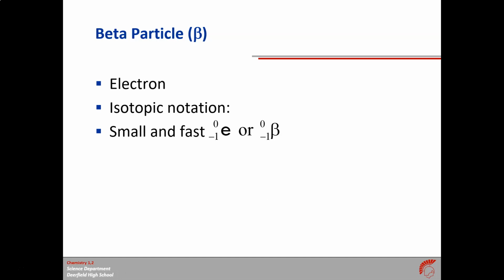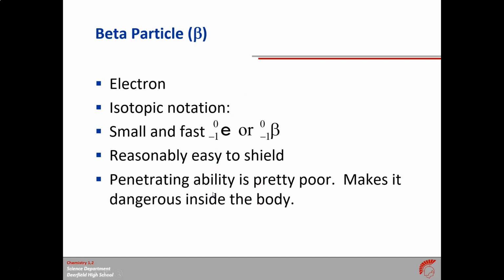They are very small and very fast, but they are still reasonably easy to shield. So they're smaller than alpha particles, they're faster than alpha particles, but we can still easily shield it because it is a particle. So particles can't necessarily get through denser materials. And because it's easy to shield, again, its penetrating ability is pretty poor, so that makes it dangerous on the inside of the body. So alpha particles and beta particles are really dangerous inside the body, but not so dangerous on the outside of the body. Again, you wear protective gear, gloves, goggles, and so forth. You can protect yourself from alpha and beta particles.